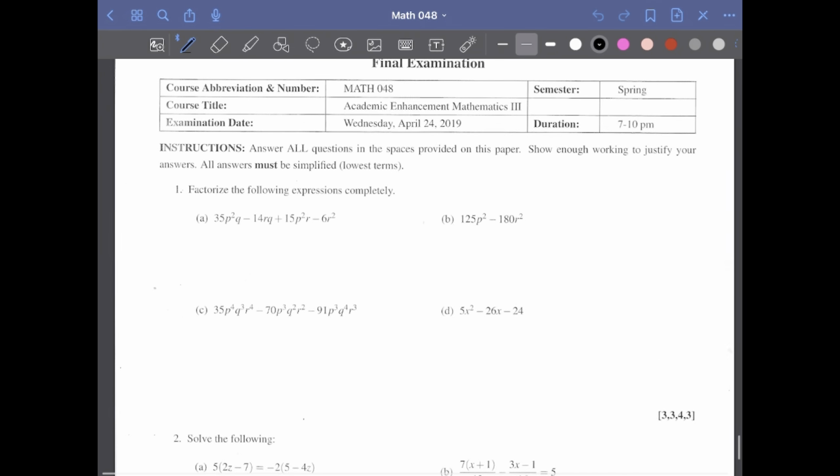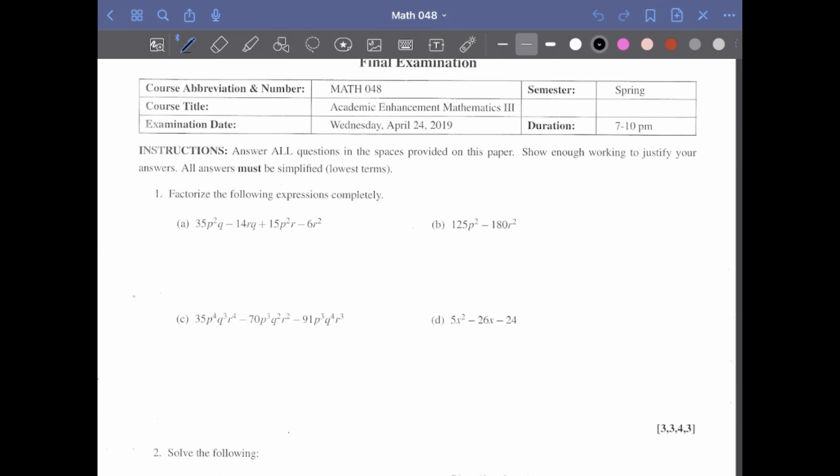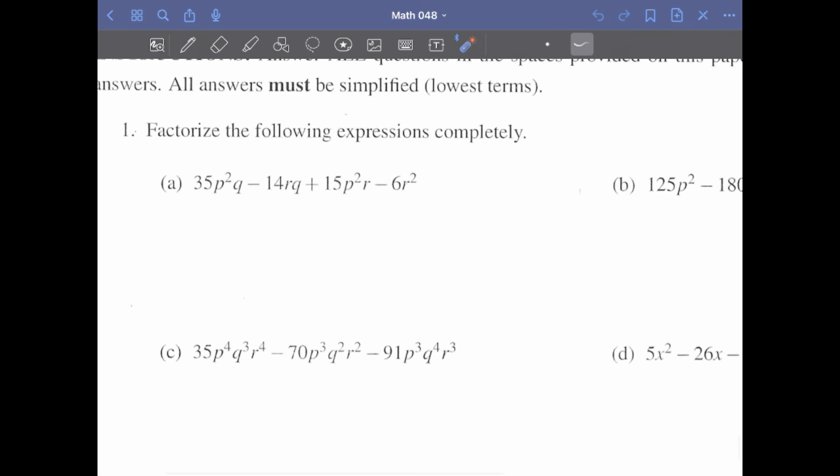Okay, answer all questions in the spaces provided on this paper. Show enough working to justify your answers. All answers must be simplified. Factorize the following expressions completely.